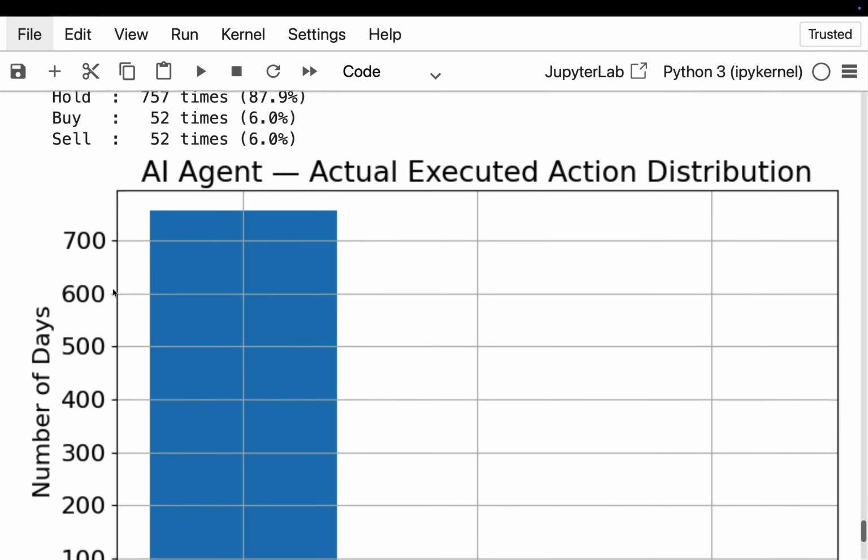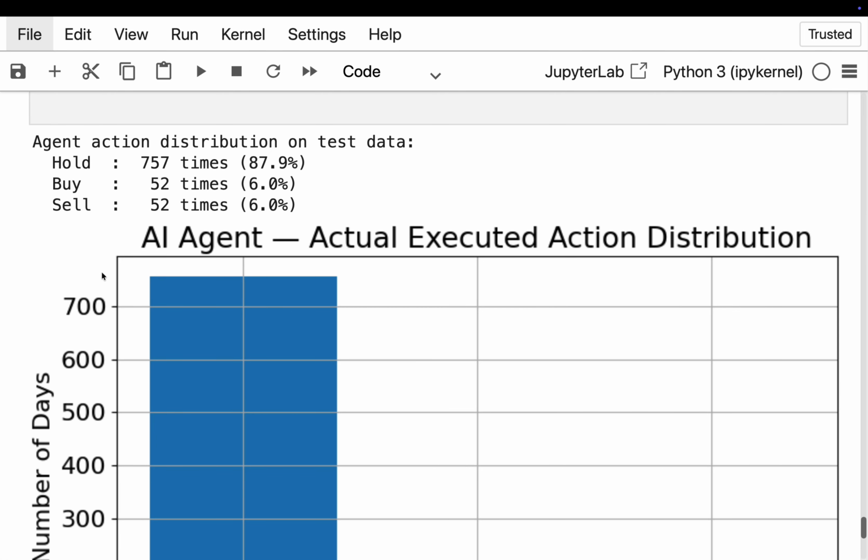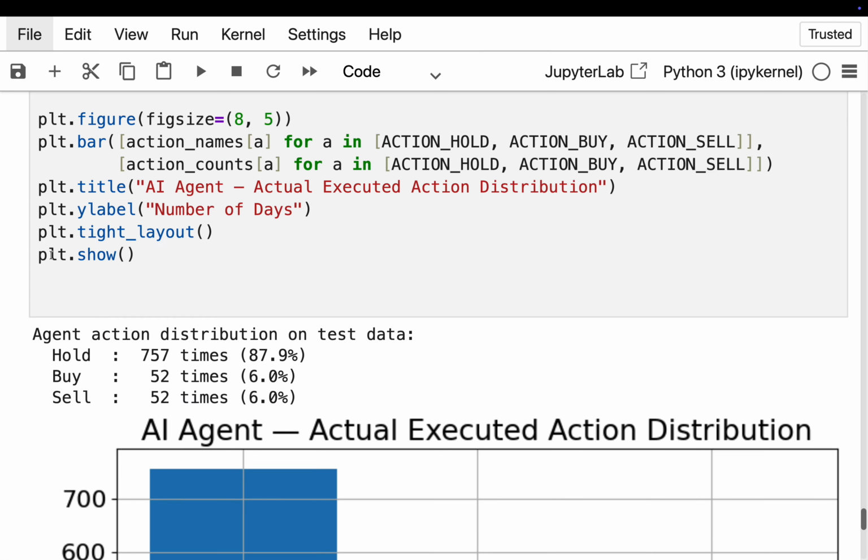The action distribution tells the first part of the story. Hold 757 times, 88% of all days. Buy 52 times, 6%. Sell 52 times, 6%. The agent learned to be very patient. Whether that patience was wisdom or paralysis, the results will tell us.